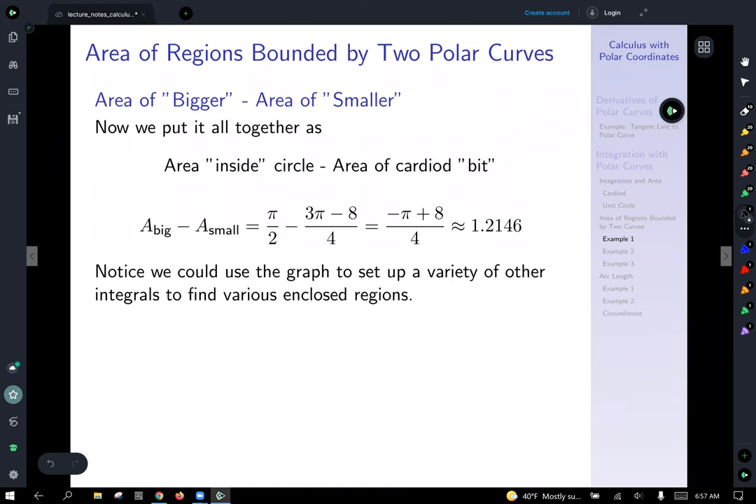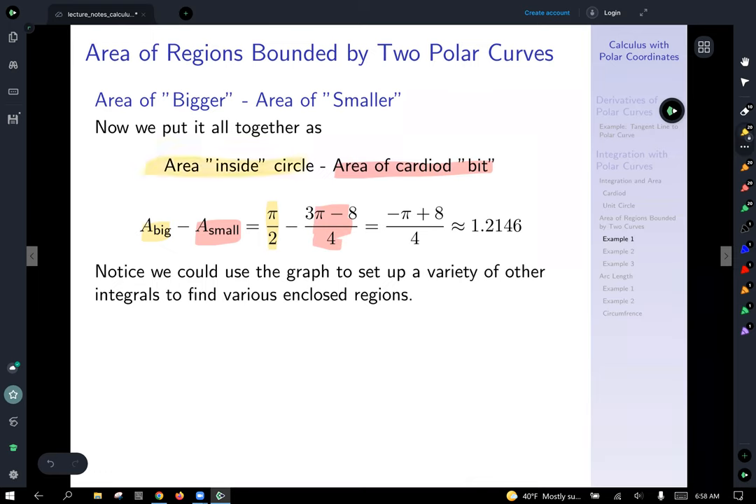All right, so what happens now? Well, the area of our circle was the big area, and that is our pi over 2. And from that, we want to take away the small area, the area inside of the cardioid.